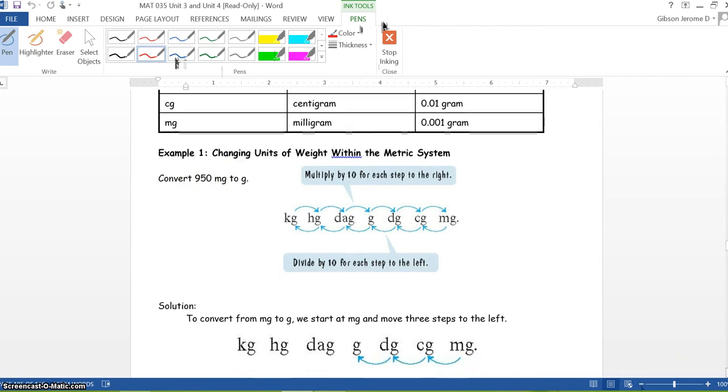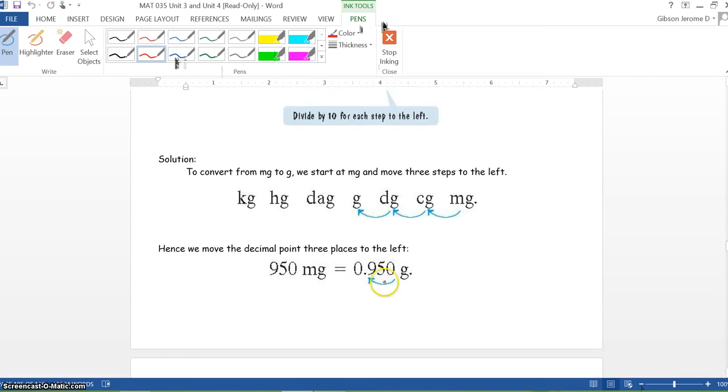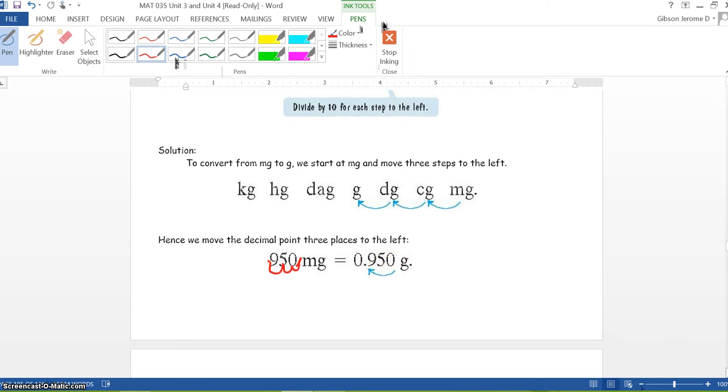Now, it's shown down here. We need to go 3 places because remember, it's always assumed that the decimal is at the end of the number when you don't see it. And you will move it 3 places, which we have here. So it'll be 0.950 grams.